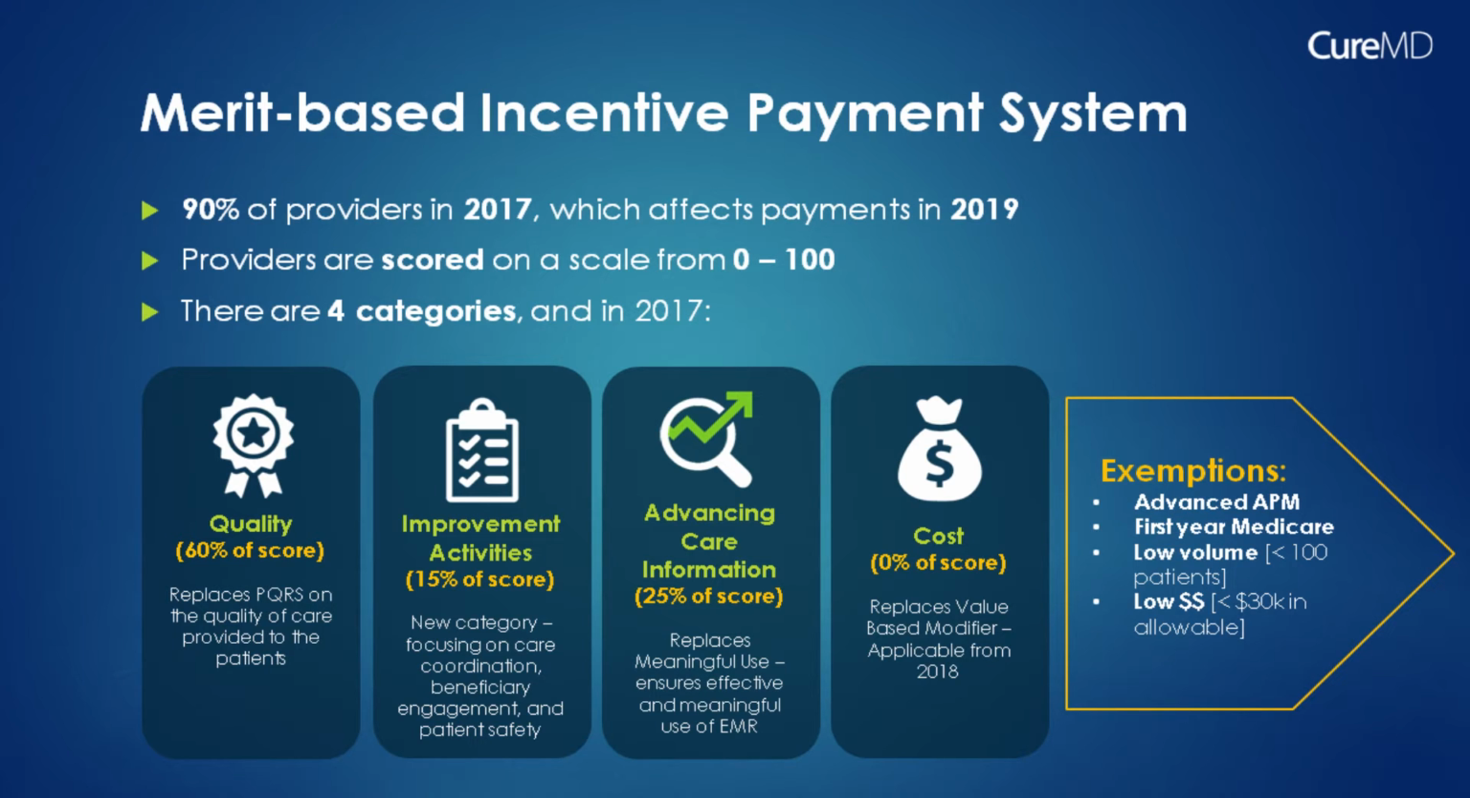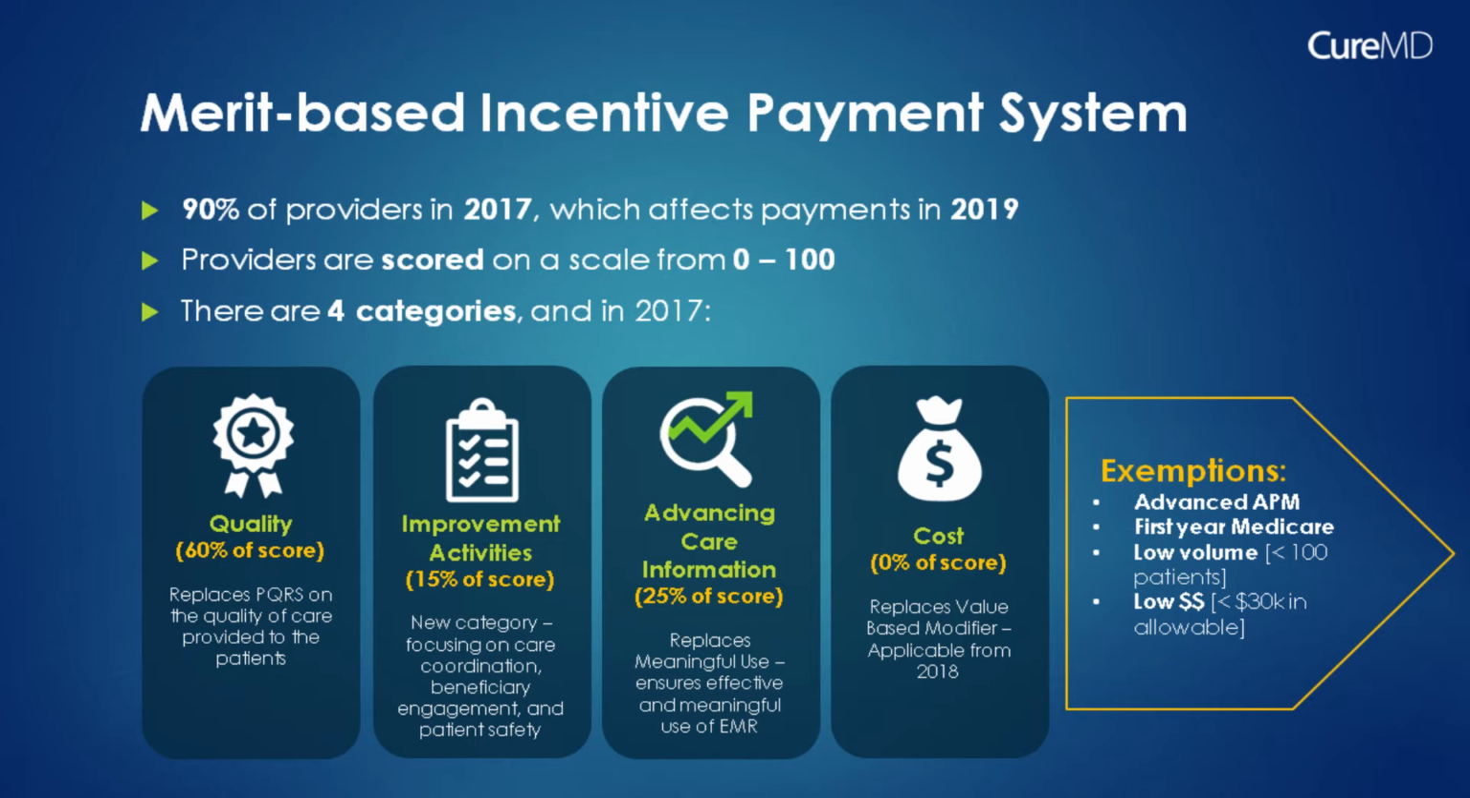And this is where Medicare judges you on how much money you're spending on beneficiaries and whether you're costing them more per beneficiary as compared to other physicians in the same region, in the same specialty. So these are the 4 categories, and in 2017, the quality category, which is the PQRS piece, accounts for 60% of the score. Then we have the advancing care information category, which is meaningful use. That accounts for 25% of the score, so a quarter for meaningful use.